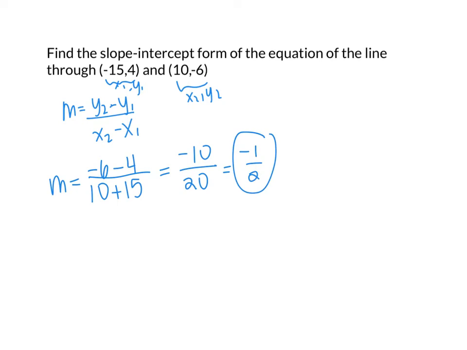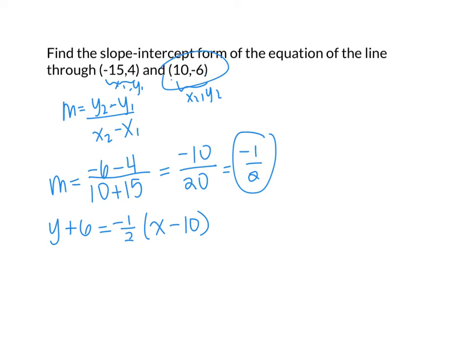From here, I have a slope and I have points. I can choose either of the points and put them in point-slope form. I'm sorry, I have a point and a slope, so I can put it in point-slope form. We have y minus y1. If I wanted to use (10, -6), my y1 is -6, so y minus -6, which is the same as y plus 6, is equal to the slope, -1/2, times x minus 10. So this is my x1, y1, and this is my slope.